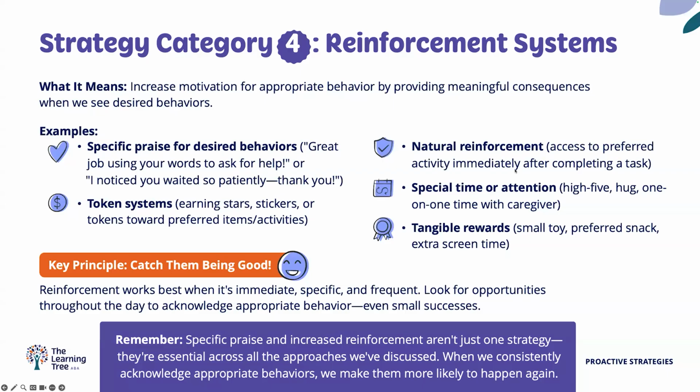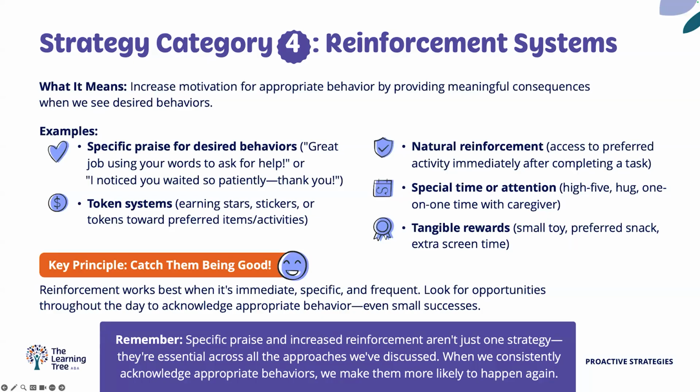That's the thing about reinforcement, we want to do it immediately after something happens. That's when it works the best. Special attention time, hugs, high fives, one-on-one time with the caregiver. I would say increase that all the time as well. And using behavior-specific praise for that just proactive approach. And then tangible rewards. So that could be a small toy or a preferred snack or extra screen time.